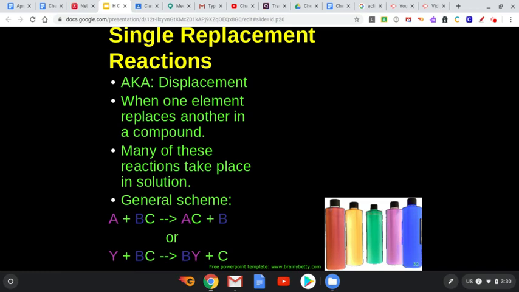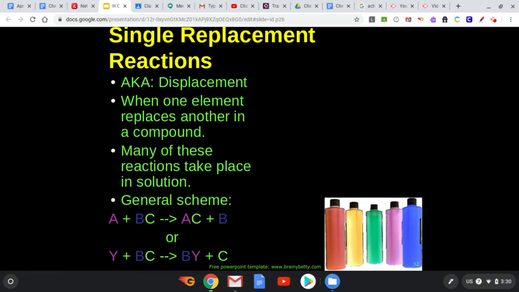In order for this to be a single replacement reaction, a couple of things must be true. One thing that must be true is you have an element on its own as a reactant in addition to a compound. Usually the element that is on its own is either a metal or a halogen. We'll talk about both cases in this video.